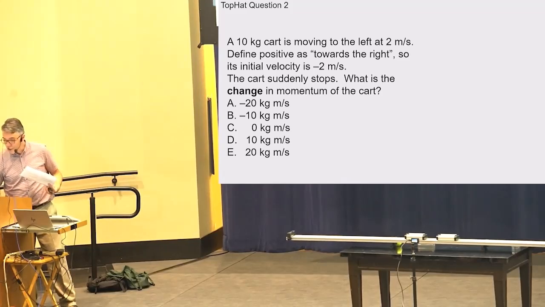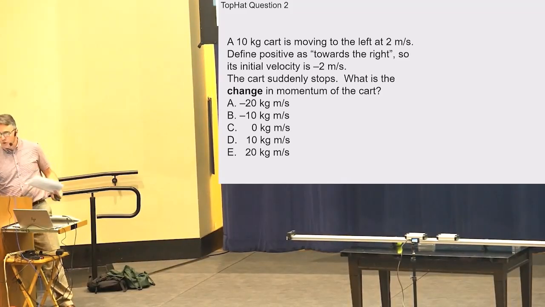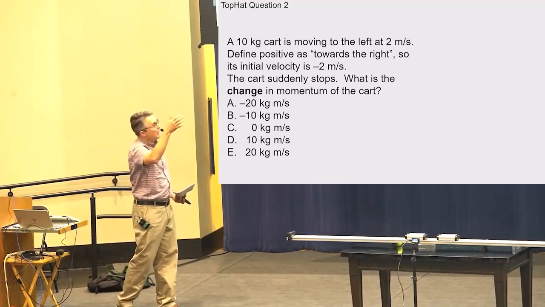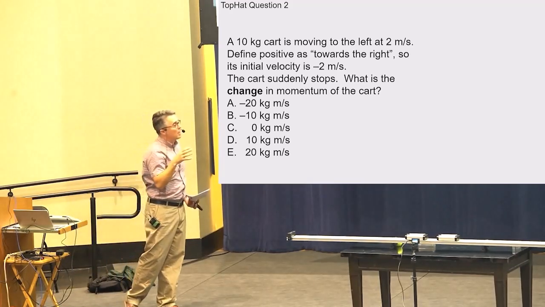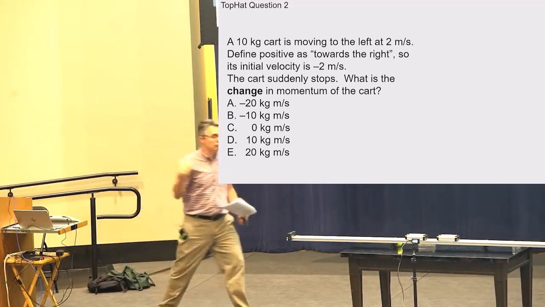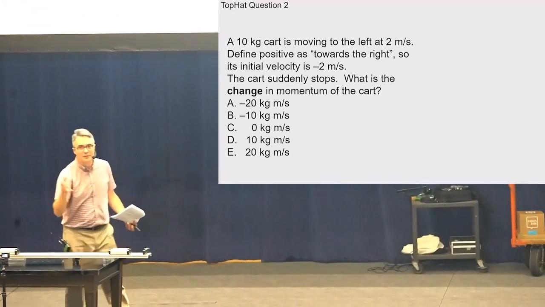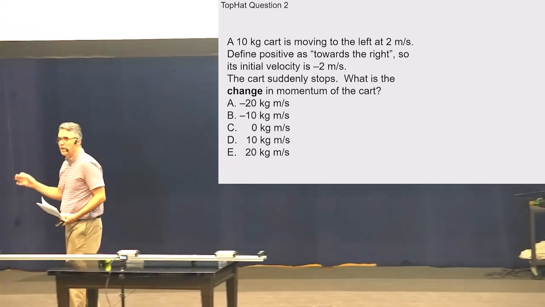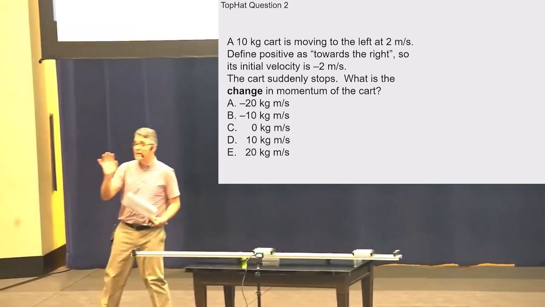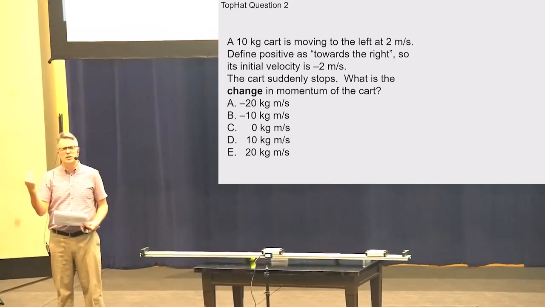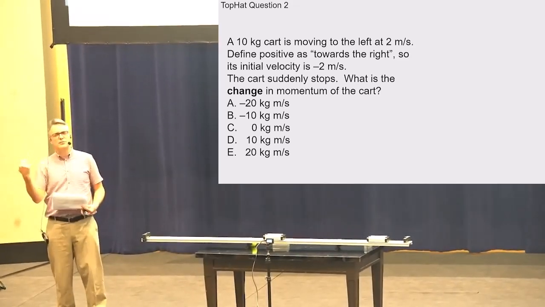And see if you can figure out the change in momentum. So the idea here is, something happened: you've got an initial velocity and then it stops. Maybe it ran into a bumper or something, or it crashed. So it stopped. There was a before the crash and an after the crash. And so the change in momentum is always the after minus before, right?